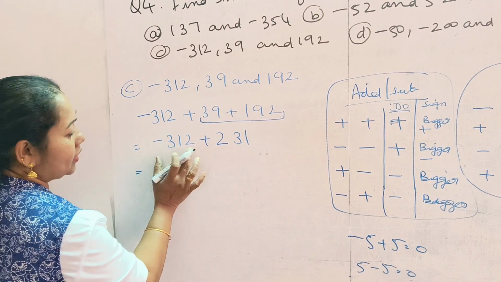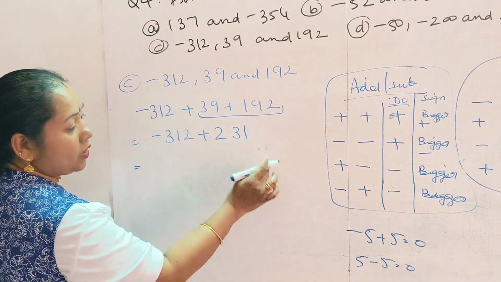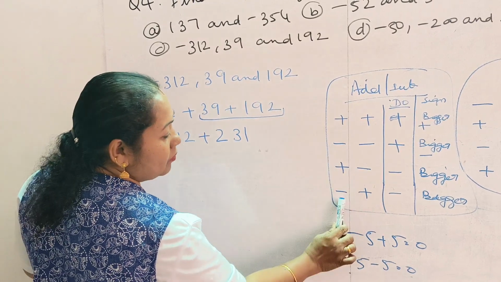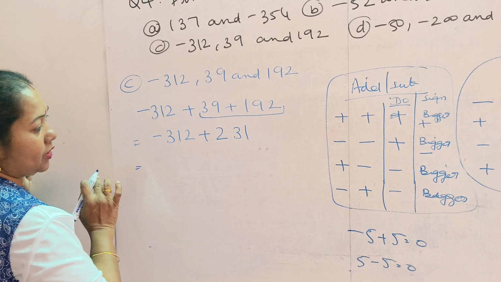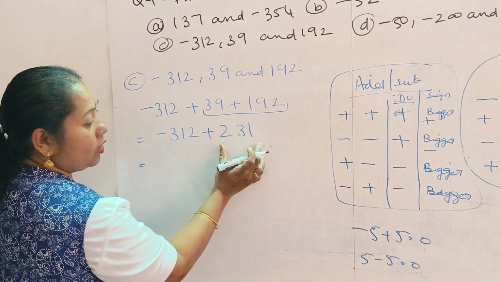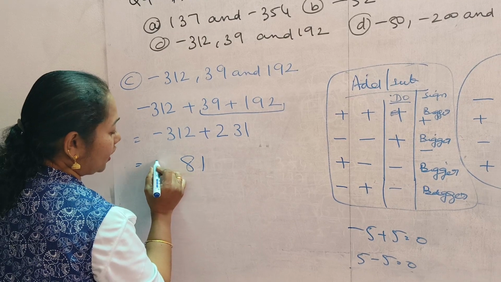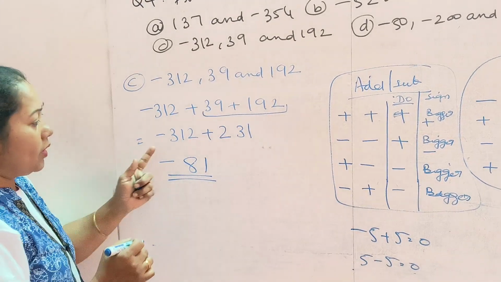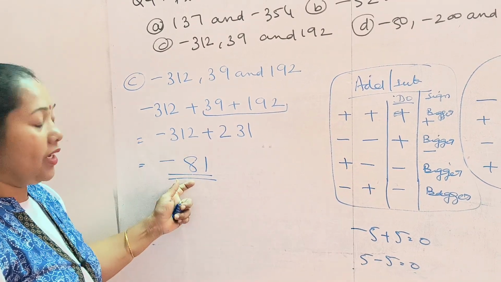Now we have to subtract. One is a minus number, the other one is a plus number. If minus and plus, we have to do subtraction. So minus 312 plus 231. What will be the answer? 312 minus 231 is 81, and we put the sign of the bigger number, that is minus.